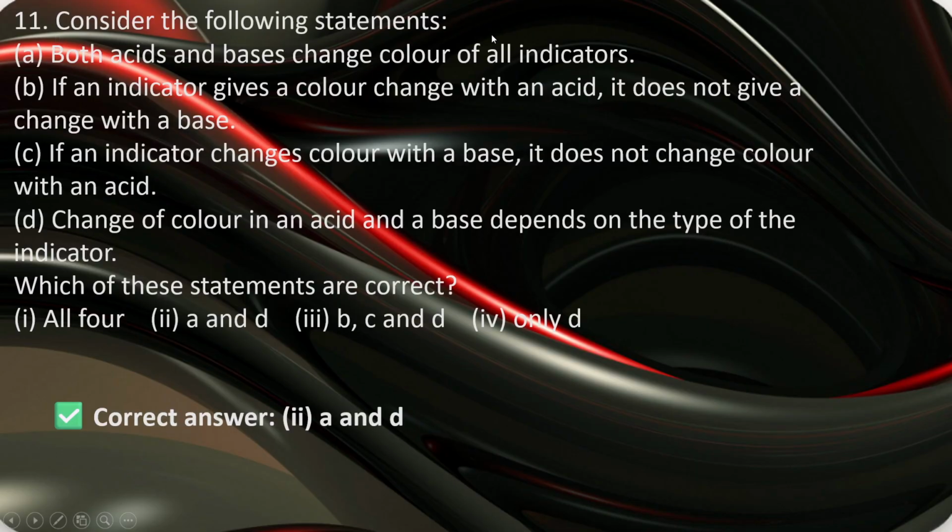11th question. Consider the following statements. A. Both acids and bases change the color of all indicators. True. B. If an indicator gives a color change with an acid, it does not give a change with a base. False, all indicators change their colors with both acid and base. C. If an indicator changes the color with a base, it does not change the color with an acid. Not like that, also false. D. The change of color in an acid and a base depends on the type of the indicator. Yes, it is true. So which of these statements are correct? A and D are correct. Option 2 is the answer.